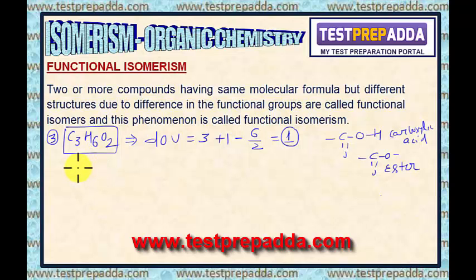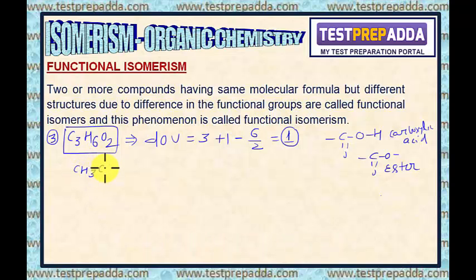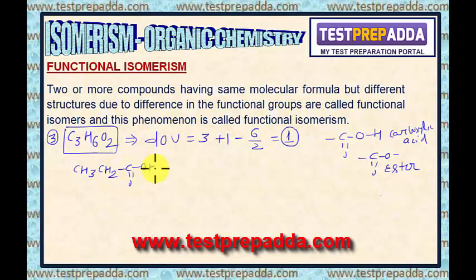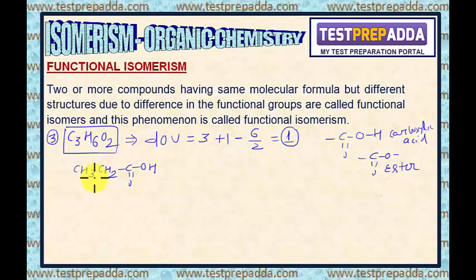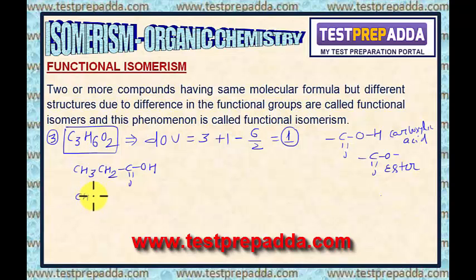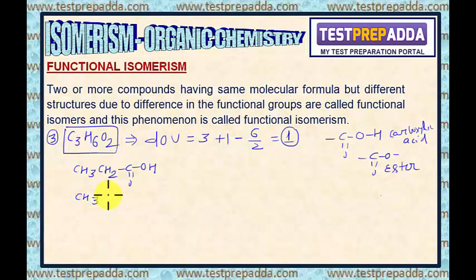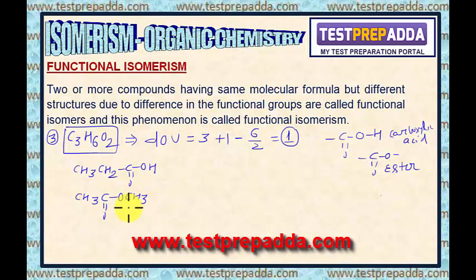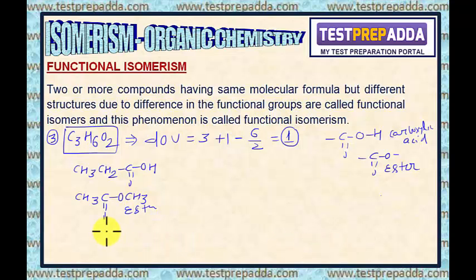So if I try to write, it will be CH3CH2COOH. Now match the composition: 3 carbon, 6 hydrogen atoms, 2 oxygen. Now I can write CH3C double bond OOCH3. Okay, this is ester. I can also write HC double bond OOCH2CH3. So this is about carboxylic acid and ester.